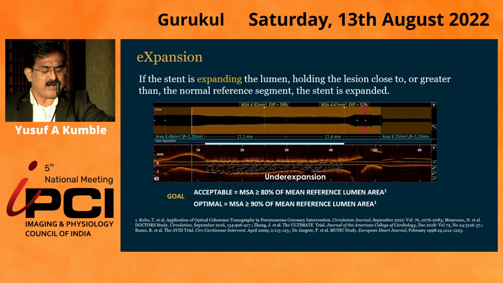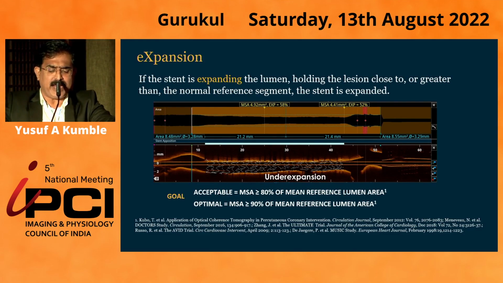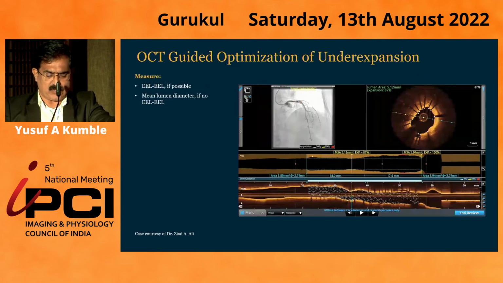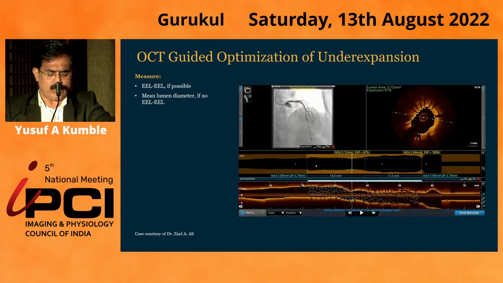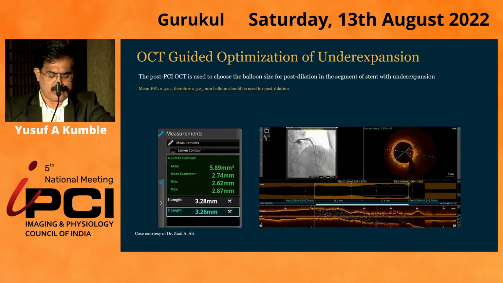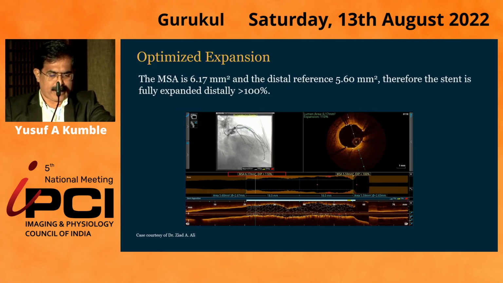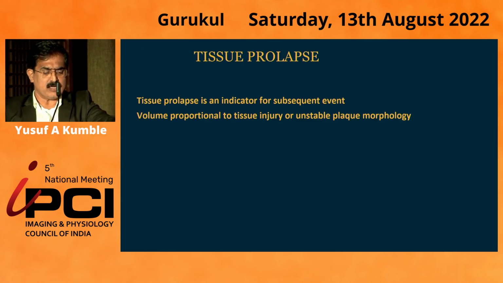You can see in this case under-expansion of about 58% and 52% in the proximal and distal segments. After post-dilatation it comes to 87% and almost 100%, and there is a very good result after that. So the MSA is 6.17, and after post-dilatation it comes to almost 100%.